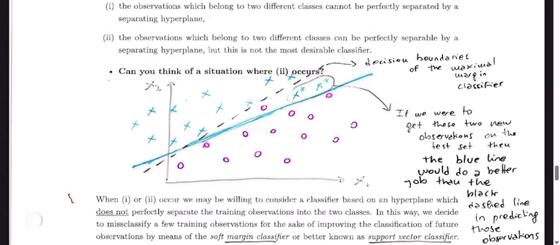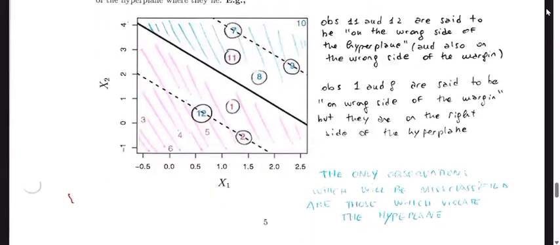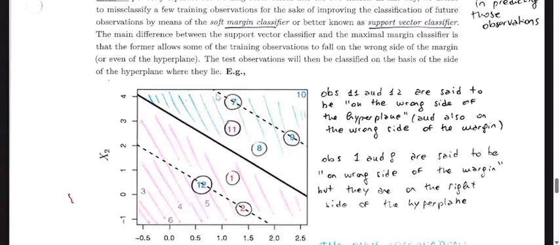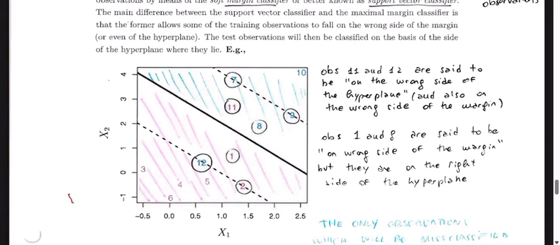Okay, now I need you to pay attention. If you take a look at what I have here, the black solid line is the upper plane. The dotted line is the margin. I need you to pay attention. We have some observations that are on the margin. I told you the other time that these are what we call the support vectors, right?